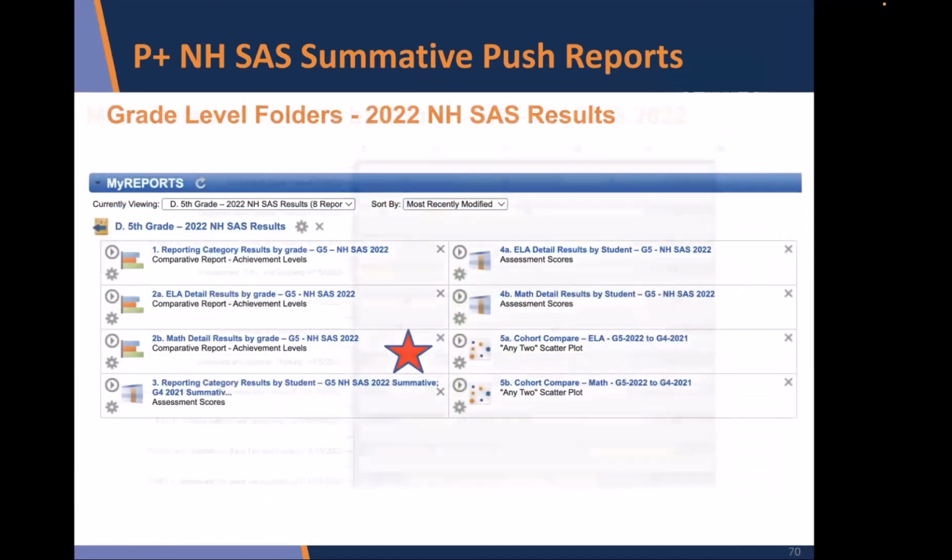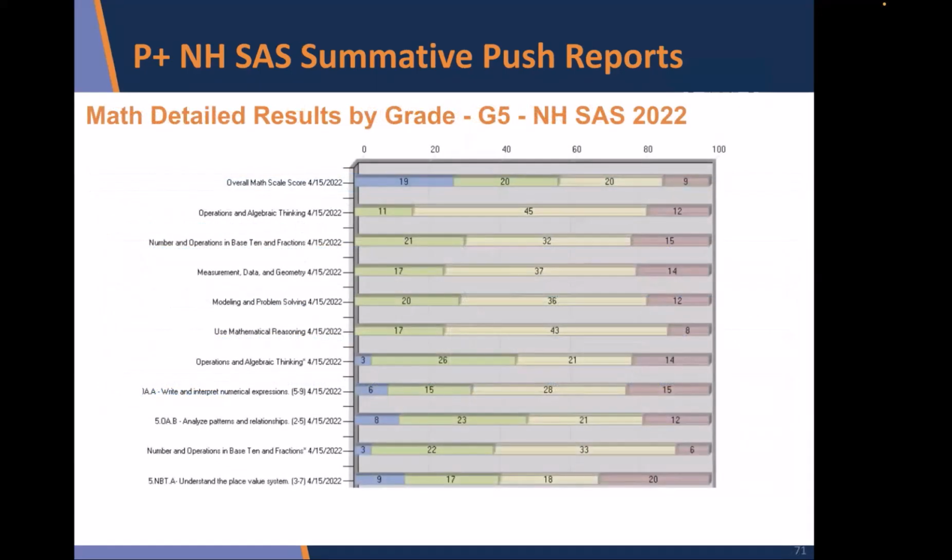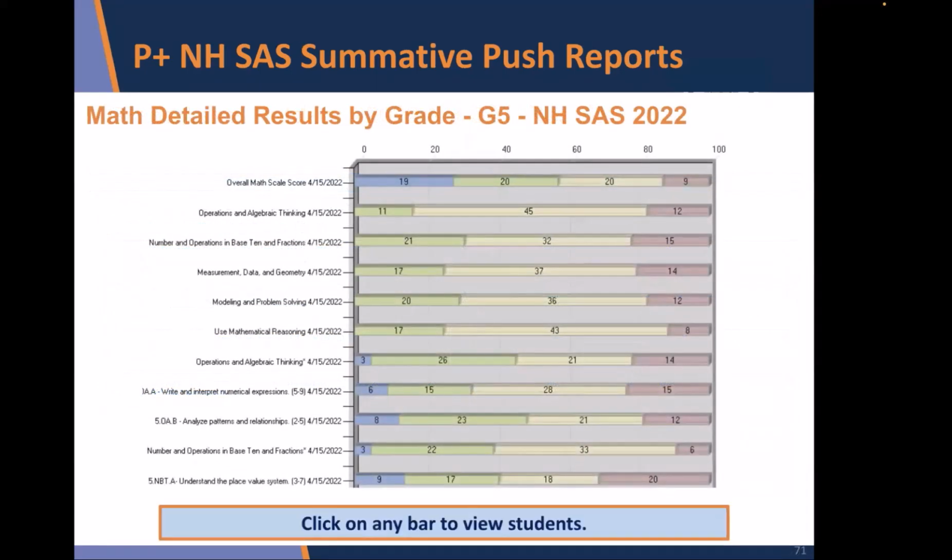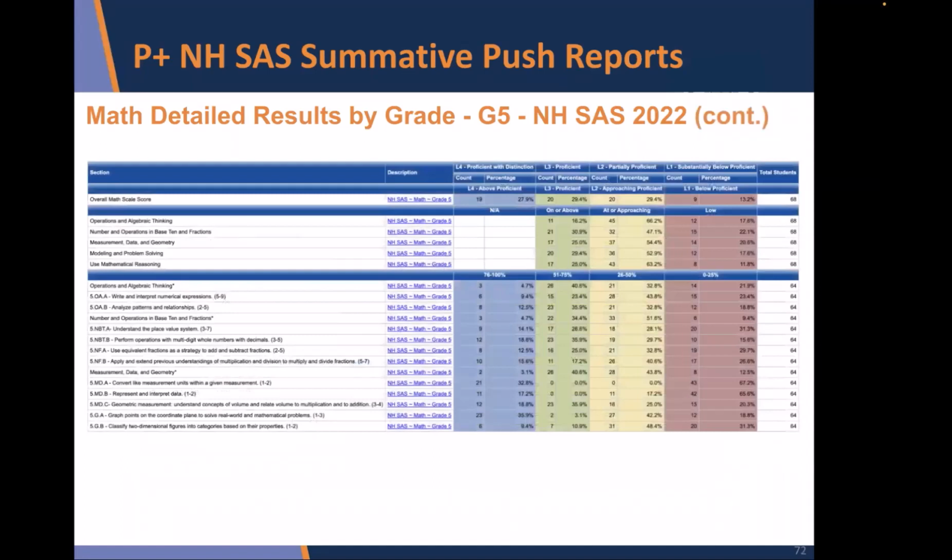Same thing for math detail. Again, you've got your bar chart at the top. You can click on anything, and then underneath that, again, you've got your overall 4 levels of proficiency, 3 levels for reporting categories, and then we have our asterisk reporting categories, and you're able to see percentage buckets for the number of students that fell into those particular percentage buckets for each one of these clusters of standards.